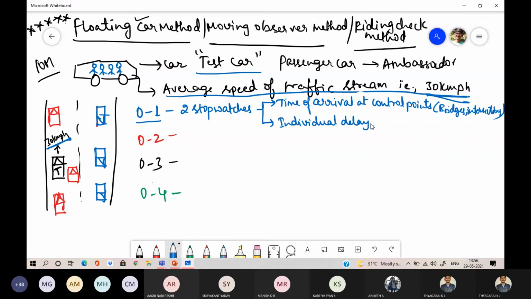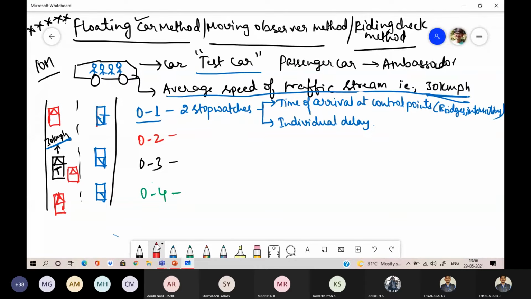So the first observer will be having 2 stopwatches. The first stopwatch will be used to note down the time of arrival at control points. Control points means the important points which are specified in the map. The second one is the individual delay, so the test car individual delay, you will be noting down.